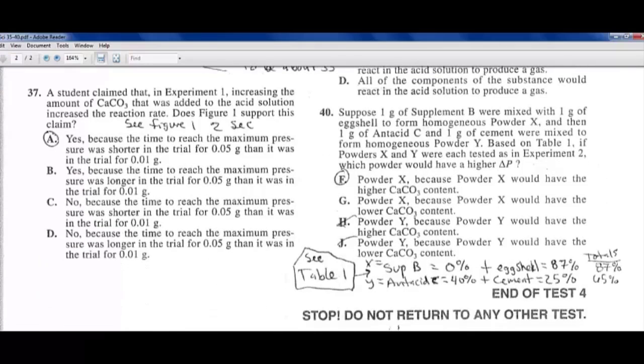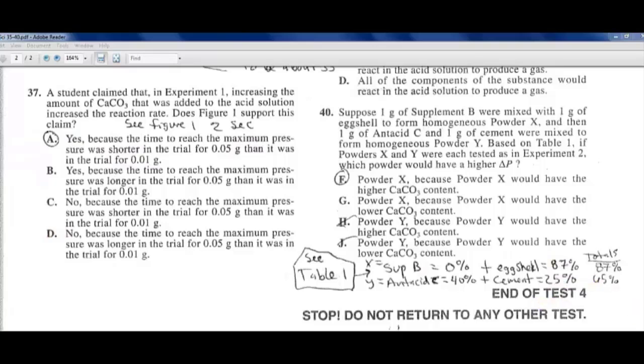Anytime we see an answer choice that says no, we can go ahead and cross it out, because no would mean that there was no relationship or an indirect relationship. No for C, that can be crossed out, and no for D, that can be crossed out as well. We're left with A and B. Here's what A says, yes, because the time to reach the maximum pressure was shorter for 0.05 than it was for 0.01. Let's go ahead and spot check and see if that's a true statement.